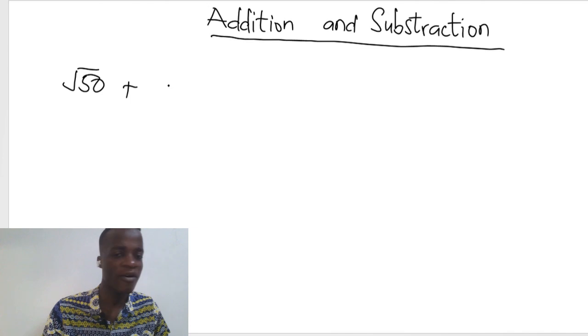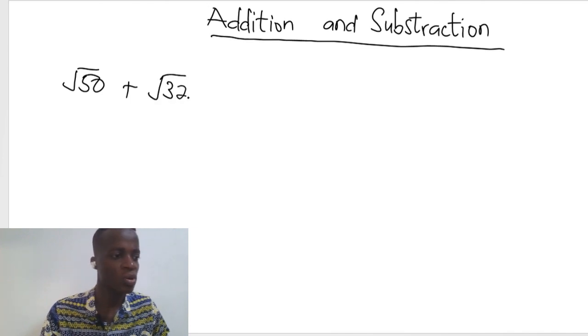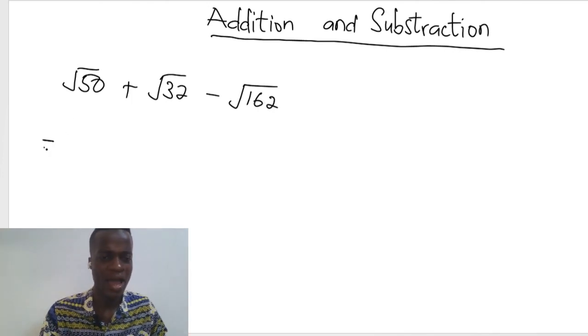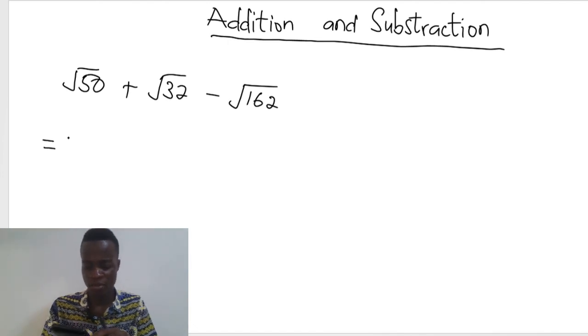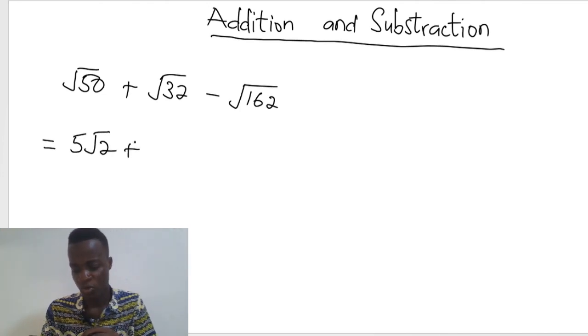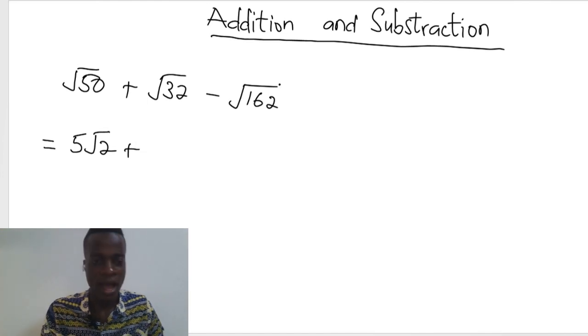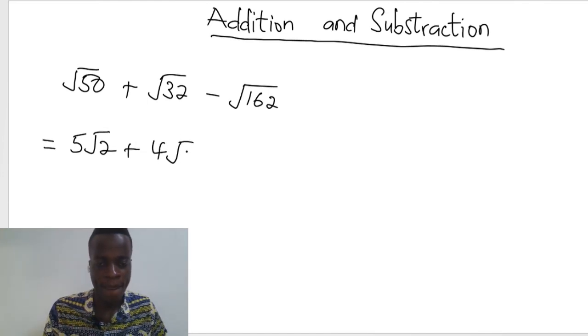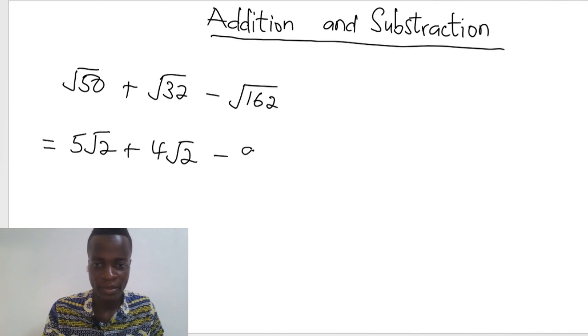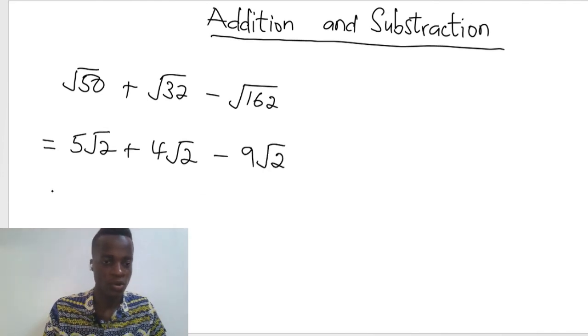Yeah. So let's see. Square root of 50, that's another example I have, plus square root of 32 minus square root of 162. So square root of 50, quickly, I'm going to put in my calculator. I have 5 root 2, plus square root of 32, I have 4 root 2, minus square root of 162. Square root of 162, we had 9 root 2.